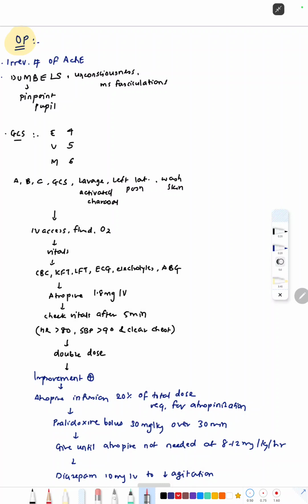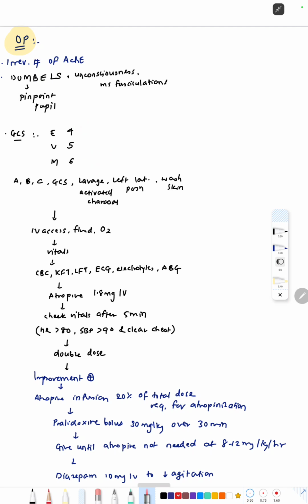Then the next is OP poisoning. OP poisoning is caused by the irreversible inhibition of acetylcholinesterase. It leads to DUMBELS-like features: diarrhea, urination, miosis, that is pinpoint pupil, emesis, lacrimation, salivation, increased secretions, then unconsciousness and muscle fasciculations. We calculate the GCS score, given by eye response, verbal response, and motor response, and the score is 4, 5, 6. So elaborate this score.